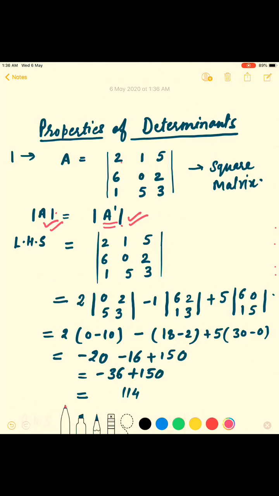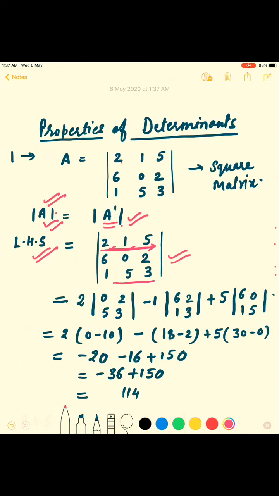To check this, I am finding the LHS, the left hand side value. So I took this determinant of A, and now I am solving it and finding its value. Now you know how to find the value of a determinant of order 3 cross 3. I am expanding this determinant with respect to the first row.